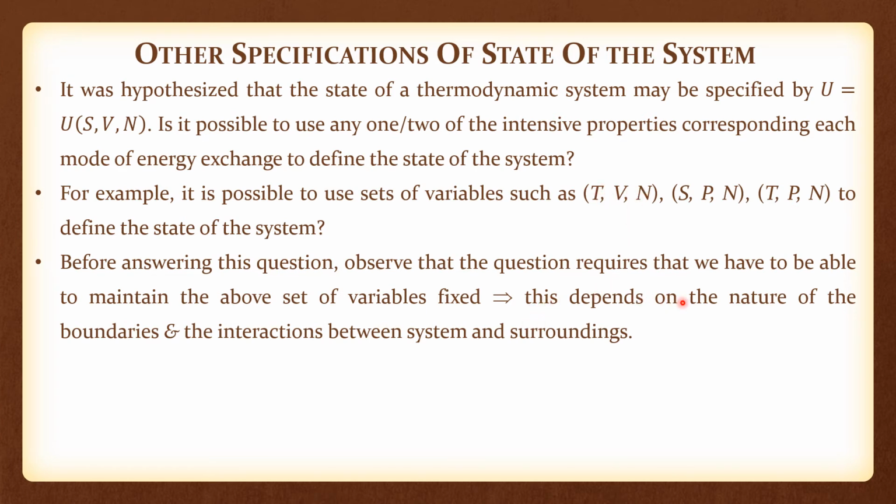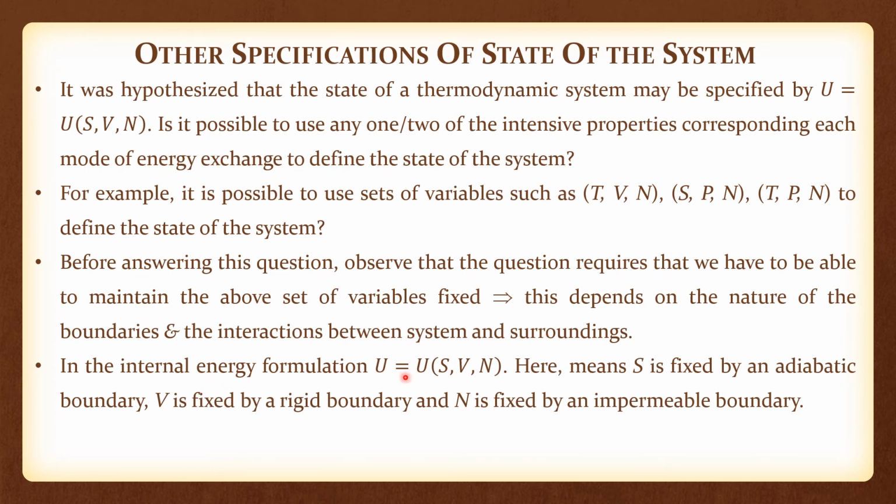And once again, I want to draw your attention to the fact that this depends on the nature of the boundaries and the interactions between system and surroundings. So when I am making a choice of a set of independent variables, I am effectively making a choice on the nature of boundaries, and I am essentially making a statement about the interactions between system and surroundings. In the internal energy formulation, U was stated to be a function of S, V, and N. Here, this means S is fixed by an adiabatic boundary, V is fixed by a rigid boundary, and N is fixed by an impermeable boundary.